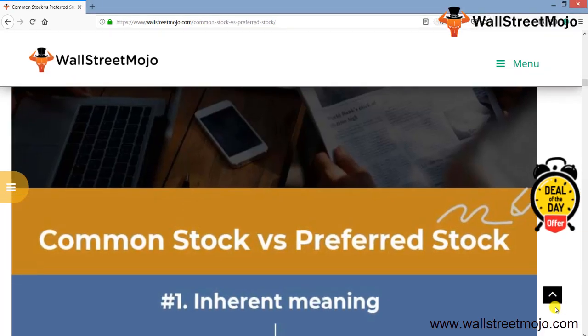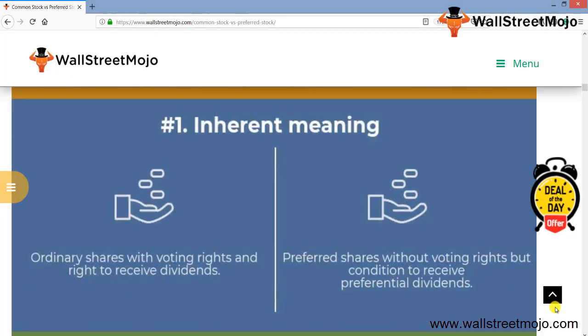So let's begin. We'll start with the inherent meaning. Common stock means ordinary shares with voting rights. The equity shareholders have the voting right and the right to receive dividends. Voting right is very important. Preferred shares are without voting rights, but with a condition to receive a preferential dividend. The preference shares are without the voting right, and the condition is to receive the preferential dividend.